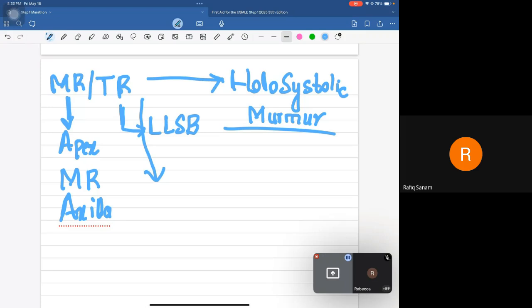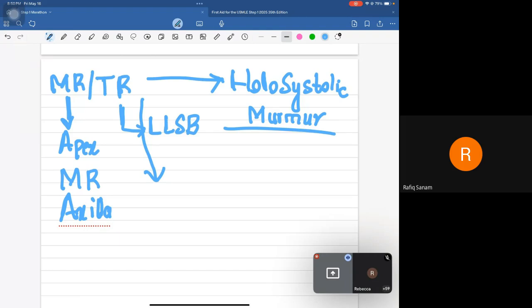So if you place a permanent pacemaker in someone, for example, if a person had a second degree heart block or a third degree heart block, and that patient came to you for treatment, and now they are saying that this person is having a murmur which is holosystolic, and that murmur is present at the left lower sternal border, what do you think this murmur would be? Obviously, this murmur would be tricuspid regurgitation, and the cause for this murmur would be the placement of the pacemaker.